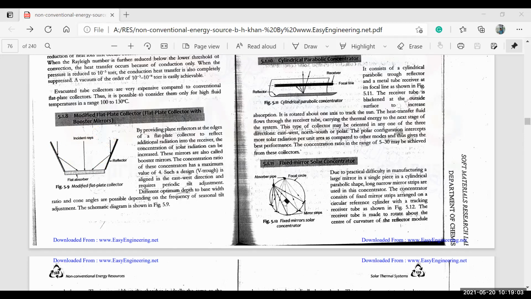This is your fixed mirror solar concentrator. The adjustment of these mirrors is made such that they reflect to a point or an angle that reaches this absorber plate.